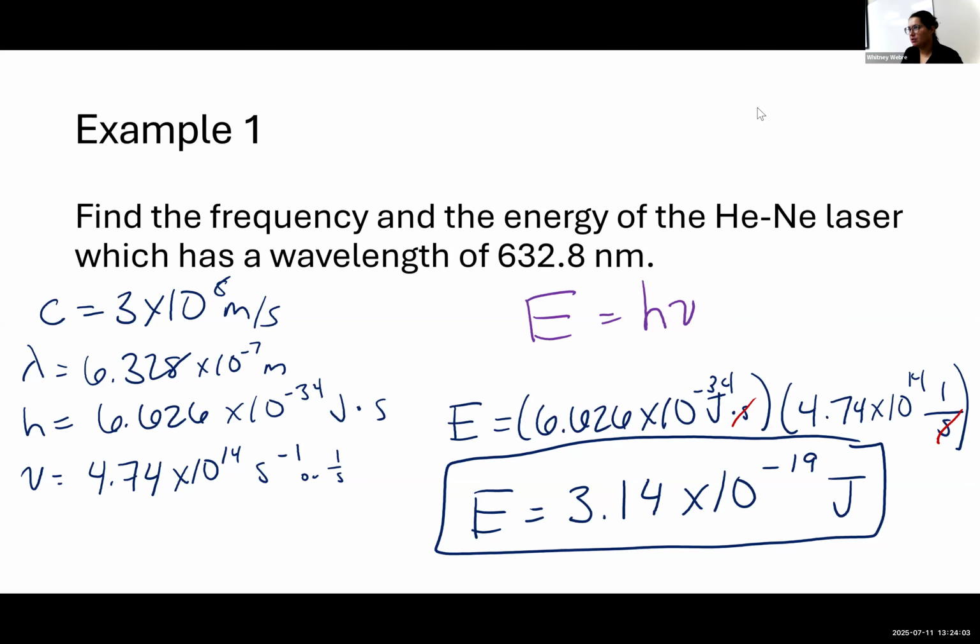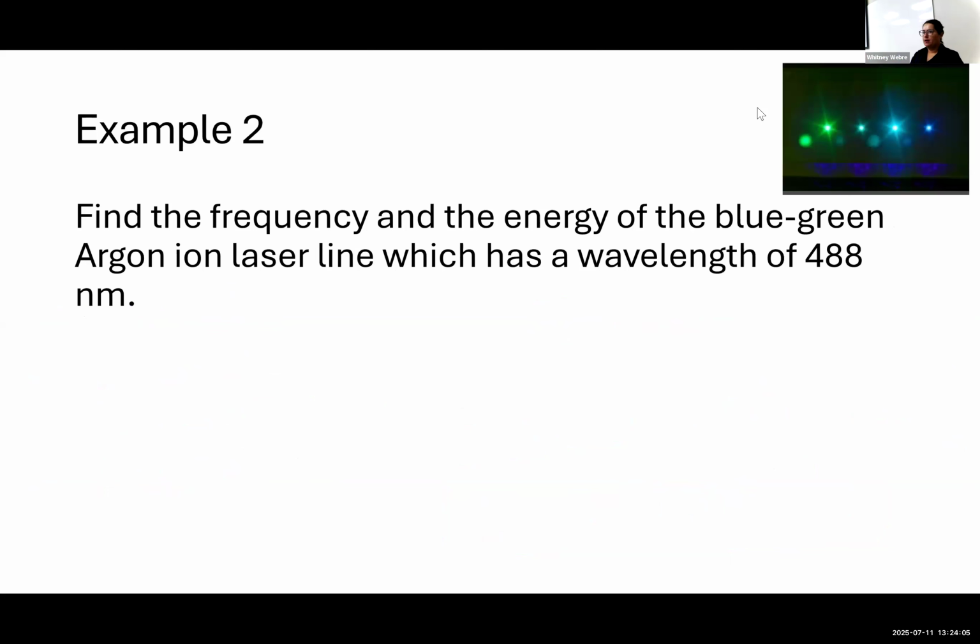I'm going to let y'all do the next one. It's very similar. Find the frequency and the energy of the blue-green argon ion laser, and it gives you a wavelength of 488. So y'all find the frequency and energy using the same process from the previous slides. I'll give you about 2-3 minutes, and we'll come back and analyze.